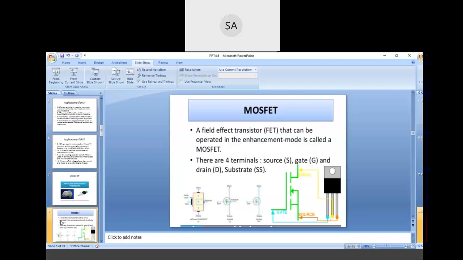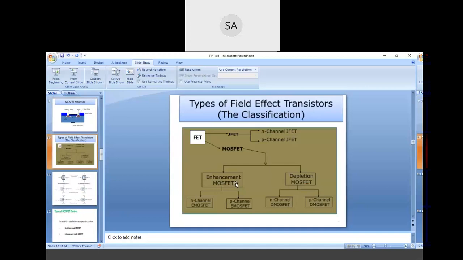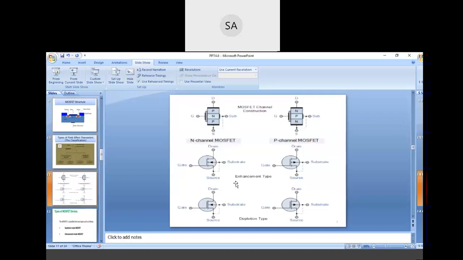So, MOSFET: N channel, P channel. This is the enhancement mode MOSFET symbol, and these are the symbols of depletion mode MOSFETs. This shows the construction of the MOSFET, the classifications of the MOSFET, and the symbols of the MOSFET. Always remember the symbols, that is the difference between the enhancement and depletion MOSFET.